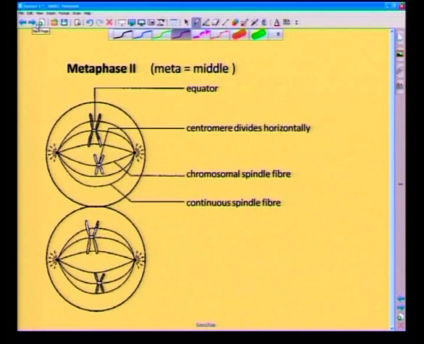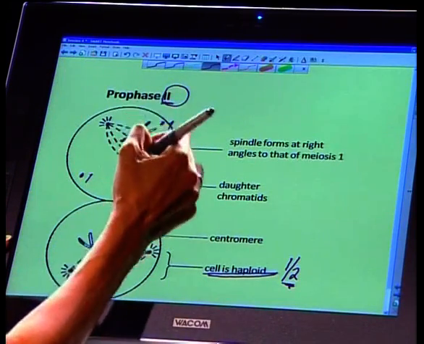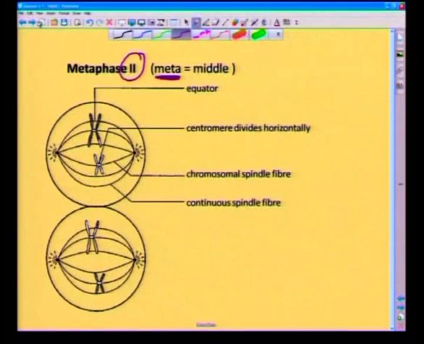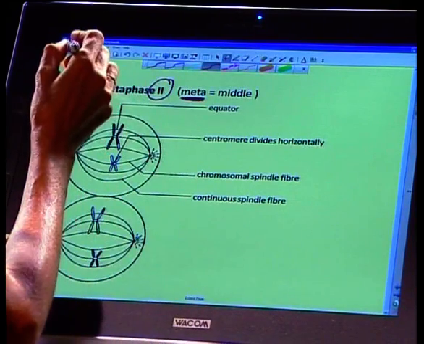Metaphase 2, meta is the middle phase. We've gone through that. And the 2 immediately tells us it's part of the second meiotic division. So here again, in metaphase, the chromosomes are lined up, whereas if we look here, they are scattered around within the cell. They're not organized. Here, during metaphase, they're completely organized. They're lining up at the equator. There's your centromere, and there are the two chromatids. And we have our chromosomal spindle fibers, and we have our continuous spindle fibers. Centromere sitting at the top of the pole.